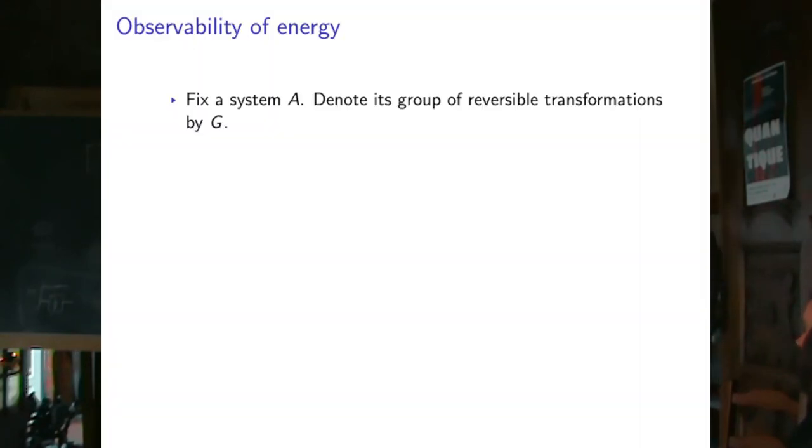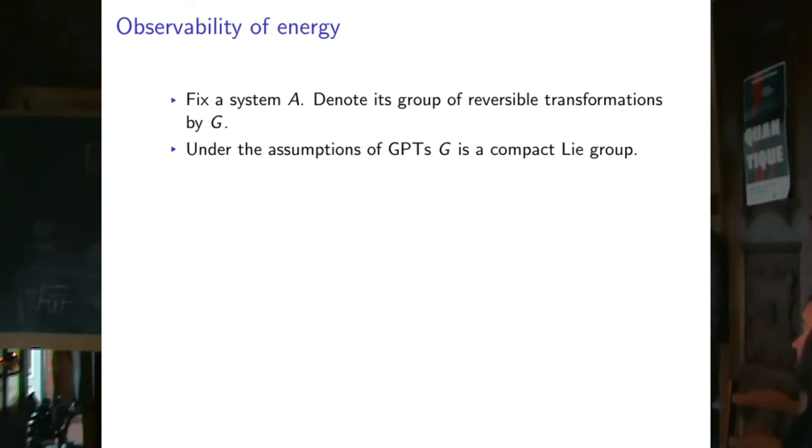Okay, and then the observability of energy requirement. So if you fix a system A, we denote its group of reversible transformations by G. Now, under the assumptions that they have, G is a compact Lie group.